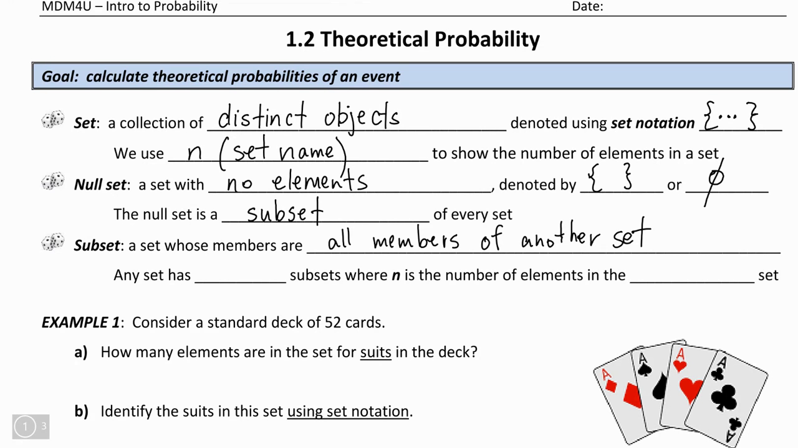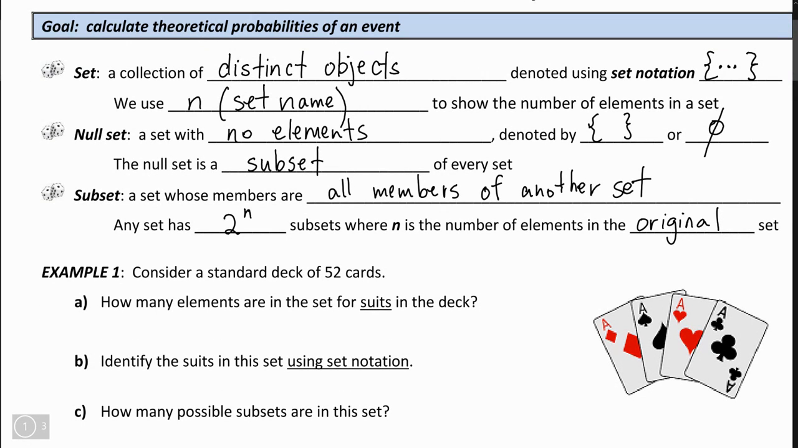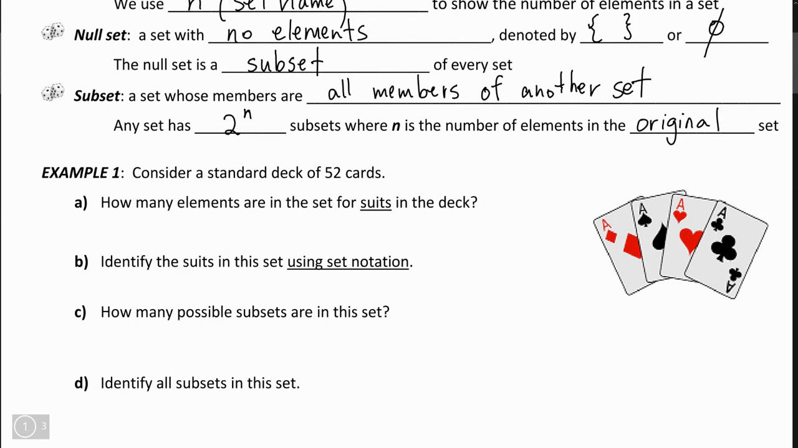So any set has 2 to the power of n subsets where n is the number of elements in the original set. And I'll illustrate this example of 2 to the power of n subsets in the next example. So let's look at this example.